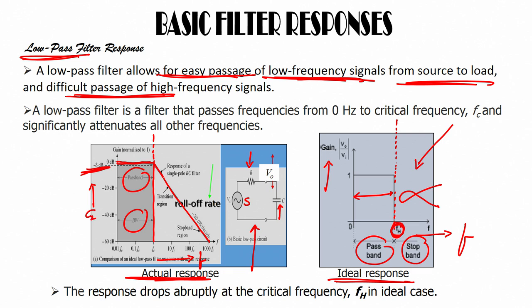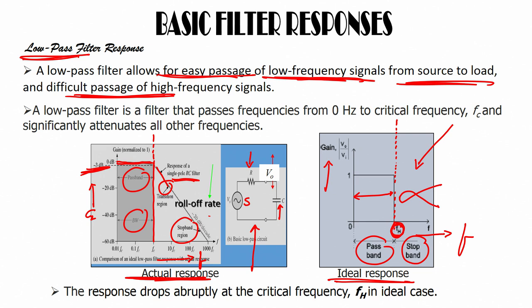Now, this slope is called the roll off rate. This is the response of a single pole RC filter, and this is the transition region, this slope itself is the transition region, and the roll off rate for this one is -20 dB per decade, right. And this one is nothing but your stop band region, alright.